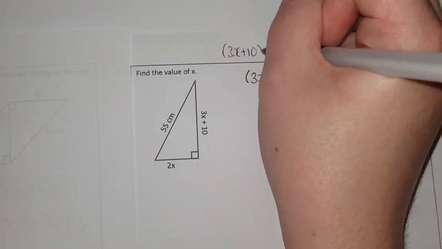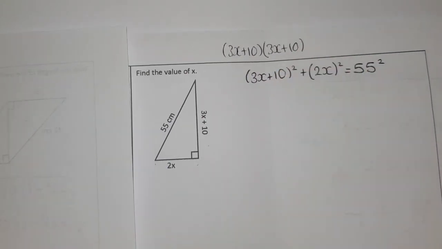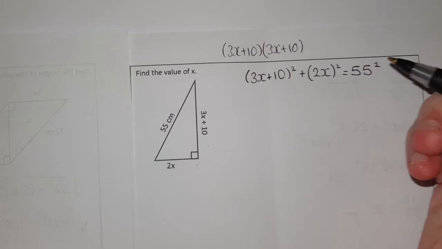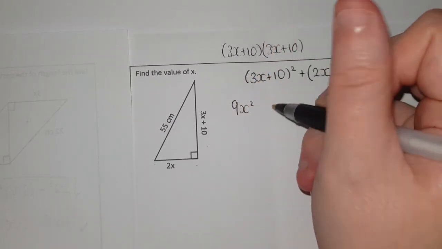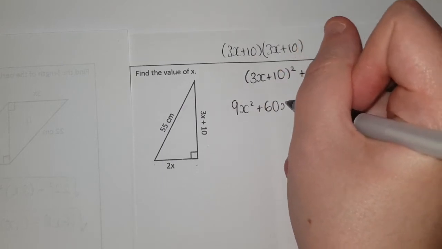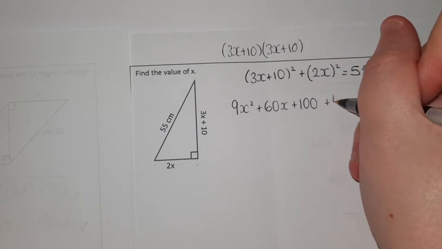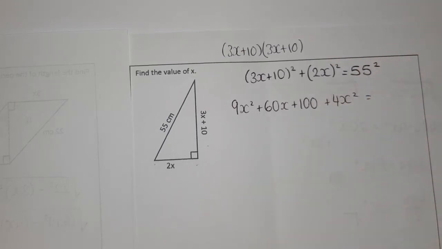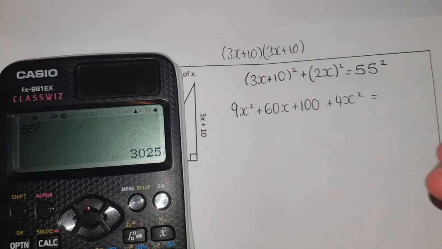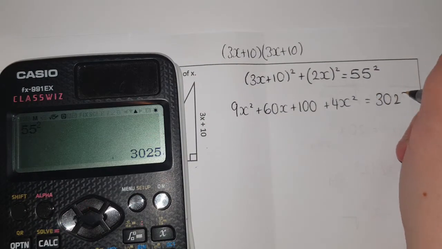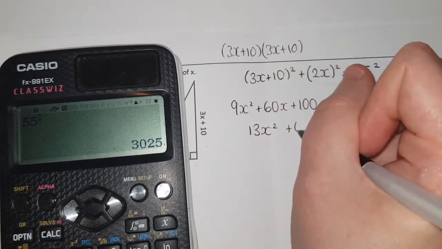Now 3x plus 10 all squared, remember, is 3x plus 10 multiplied by 3x plus 10. So it's you expanding a double set of brackets. Now you can expand the brackets however you like, but using grid or using FOIL is what I mean. And you'll end up with 9x squared, 30x, 60x, and 100. If I expand this one, I'd end up with 4x squared equals, and then 55 squared is going to give us 3025. So tidying this up a bit, I get 13x squared plus 60x.